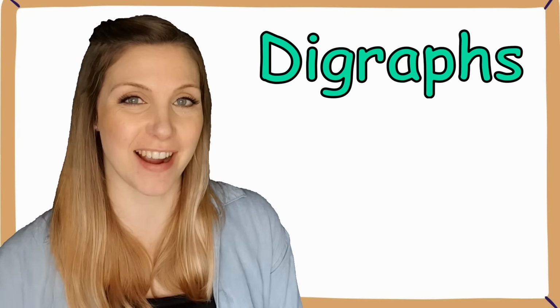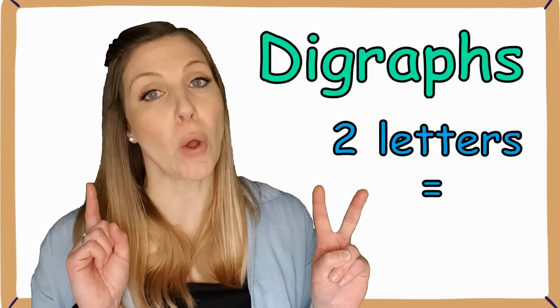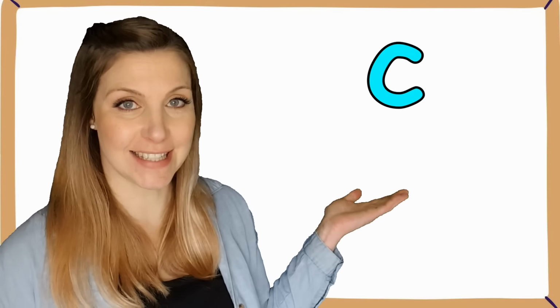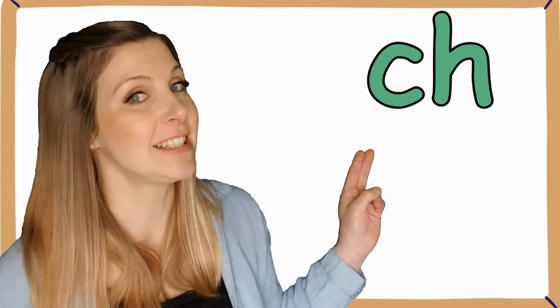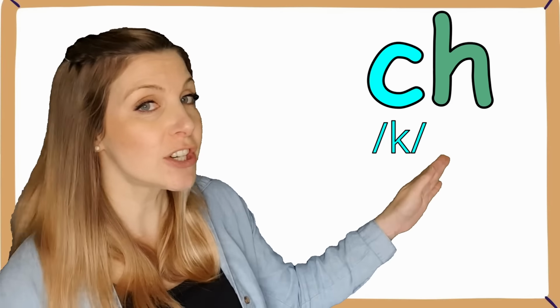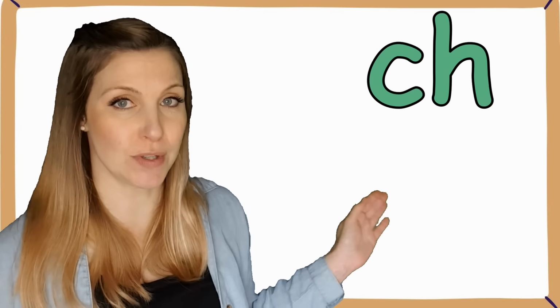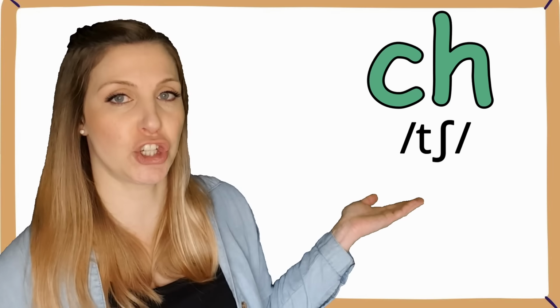The next set of sounds we'll be going through are called digraphs, and this is when there are two letters that make one sound. So for example, if you've got the letter C and the letter H and they are next to each other, they no longer make the sound K and H. When they're right next to each other, they make a new sound. They're a new digraph and they make the sound ch.